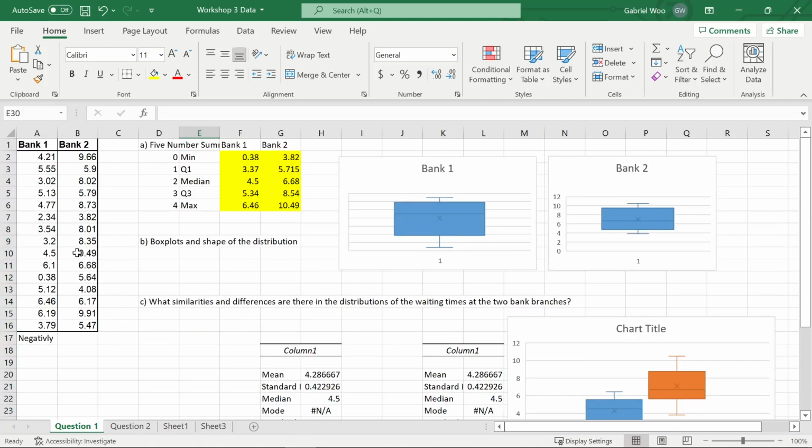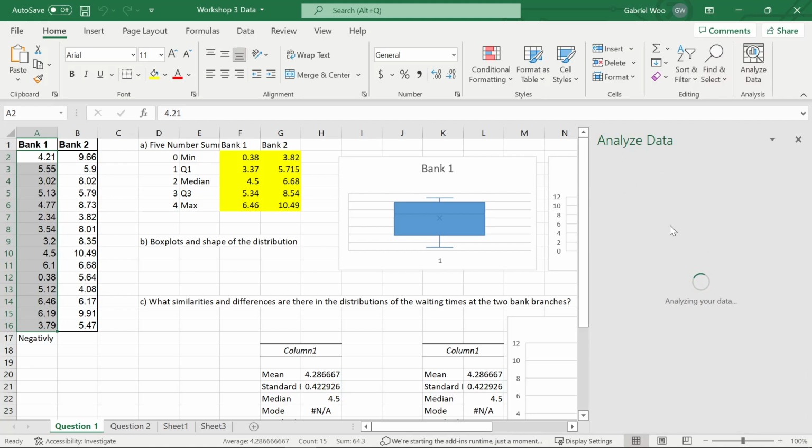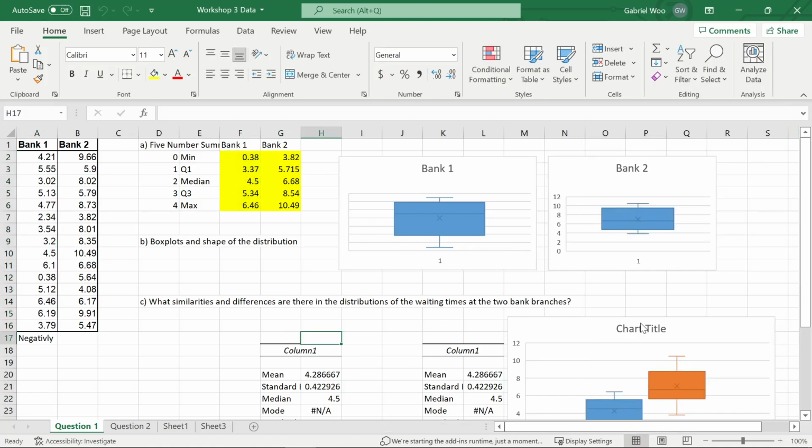So I think we do this. We go analyze data, data analysis. Why is it taking so long? All right. Anyways, so we can analyze data. We will be able to graph data into the 5-number summary, and that's really helpful.